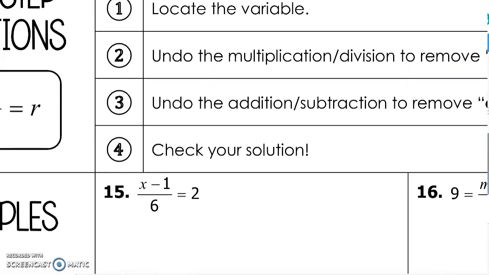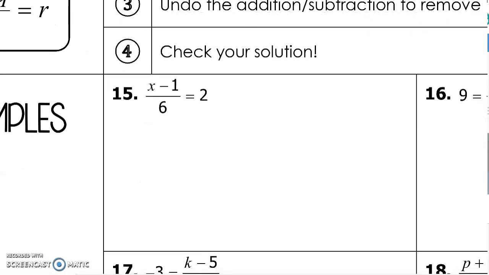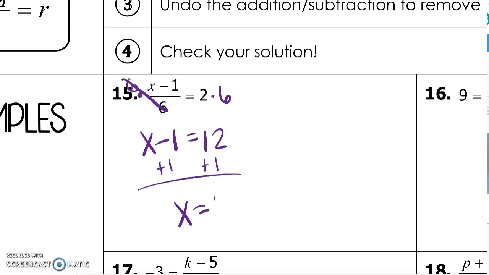Now, these next ones are opposite, okay? You have a big fraction, I call it. So the 6 is actually what we need to get rid of first because it's kind of by itself. All right, so to get rid of 6, we have to multiply by 6. That cancels it. You don't distribute the 6 to the x and the 1. You just times by 6. x minus 1 equals 12. Then you need to get rid of the 1, so we need a plus 1, x equals 13.